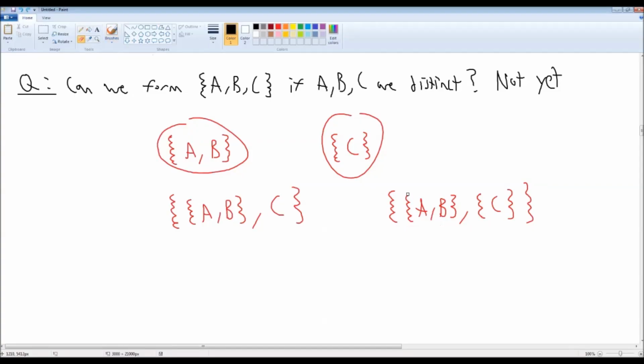It'd be nice if we could just remove these inner brackets and get a triplet. It turns out we can actually do that, but we need another axiom to do it, the axiom of union, which is the topic of next time's video.